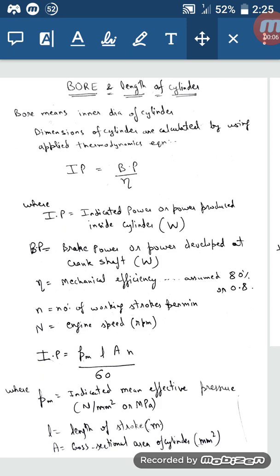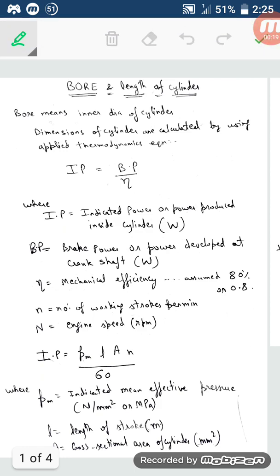In our previous videos, we studied the design of IC engine components, cylinder liners and their types. Today we'll study the bore and the length of the cylinder. So what exactly is bore? Bore means the inner diameter of the cylinder, and length is the length of the whole cylinder. Length has two things: one is the stroke length and the other is the length of the cylinder. I will be explaining you thoroughly in this video.